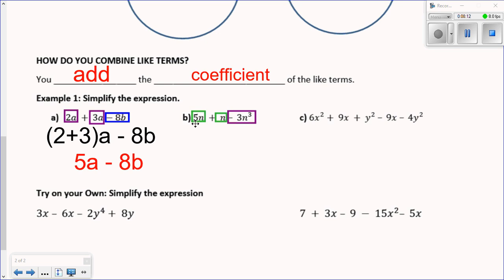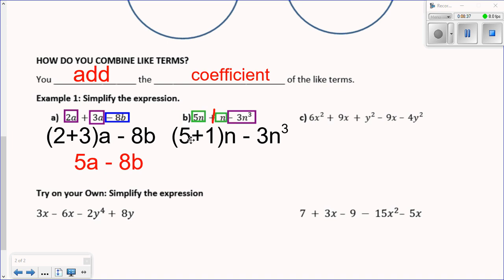So here I have a coefficient of 5, but wait, I don't have a number here. Anytime you see a variable without a number in front, it really does have a coefficient. It just has a coefficient of 1. Okay? So I'm going to add the 5 and the 1, and then I put the n on the end of that. Minus the 3n cubed because I didn't have anything to combine with it, so I just bring it down.